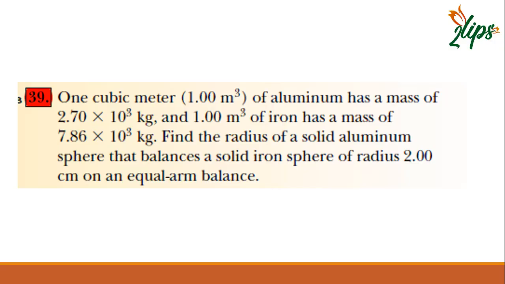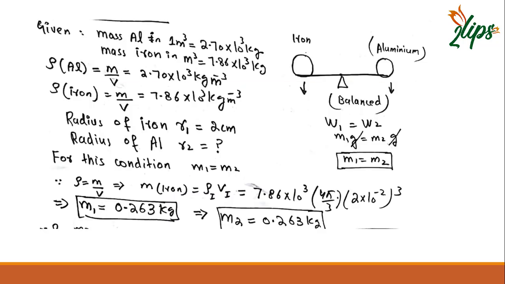The masses of 1 meter cube of aluminium and iron are given, and we are asked to find the radius of solid aluminium sphere that balances a solid iron sphere of radius 2 cm on an equal arm length. So let us look what parameters are given. The mass of aluminium in 1 meter cube is given, mass of iron in 1 meter cube is given. So these two parameters are in fact density of iron and aluminium.